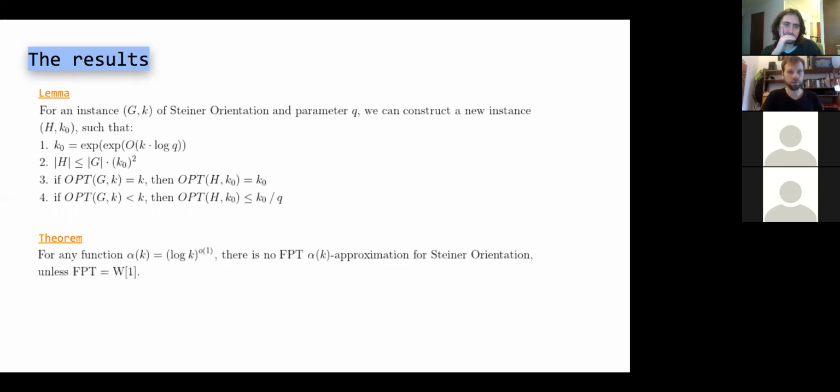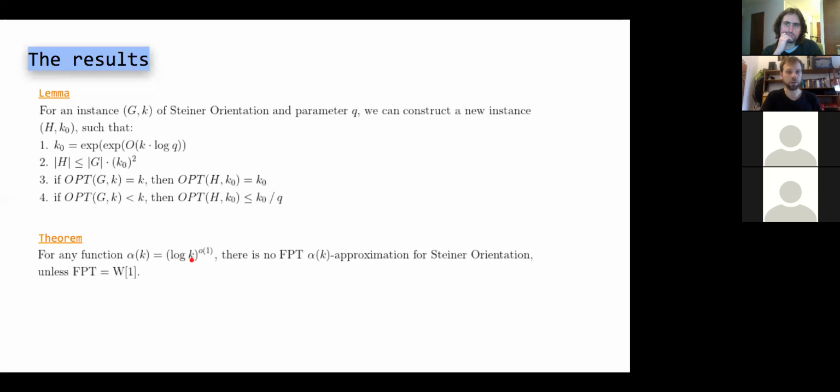And when you try to adjust q as a function of the parameter and see what happens there, you can see that when you consider an approximation factor which is sublogarithmic, the whole construction still works. So the gap problem of Steiner orientation with gap being so large is W1 hard.